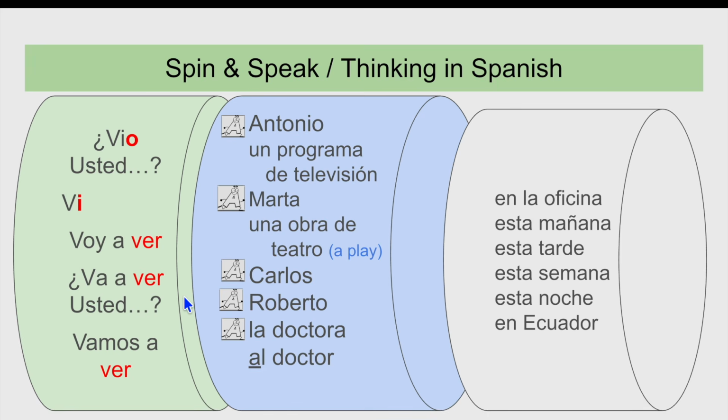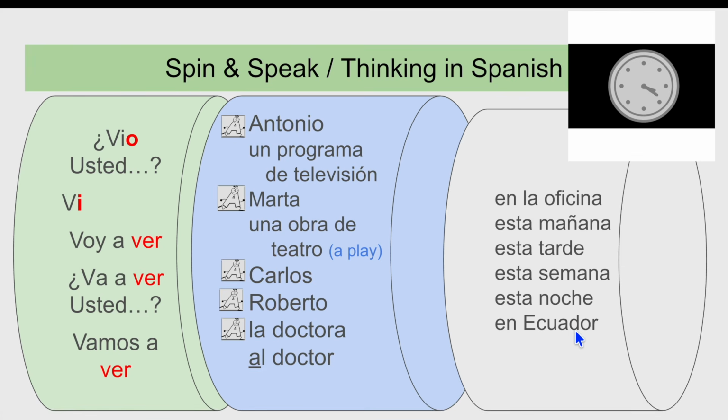Let's do another example using the future tense. Let's ask, are you going to see a play in Ecuador? ¿Va a ver usted una obra de teatro en Ecuador? You know what to do. Pause it, set the timer for 1 minute, and make as many sentences and questions as you can.